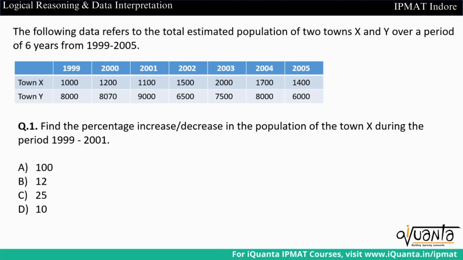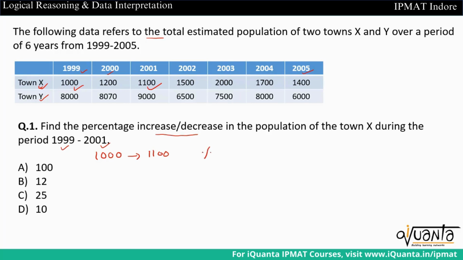The following data refers to the total estimated population of two towns X and Y over a period of 6 years from 1999 to 2005. So these are the towns, these are the years till 2005, and these are the populations of these towns. So the first question is, find the percentage increase or decrease in the population of the town X during the period 1999 to 2001. Now in 1999 the value is 1000, and in 2001 the population of town X is 1100. So initial value is 1000, final is 1100.